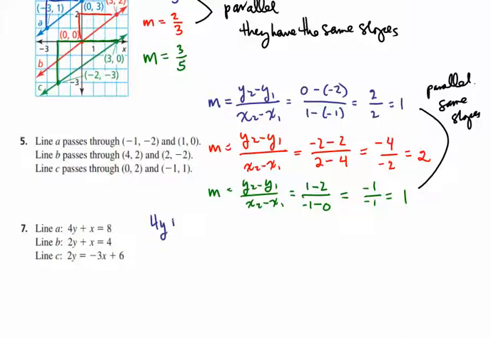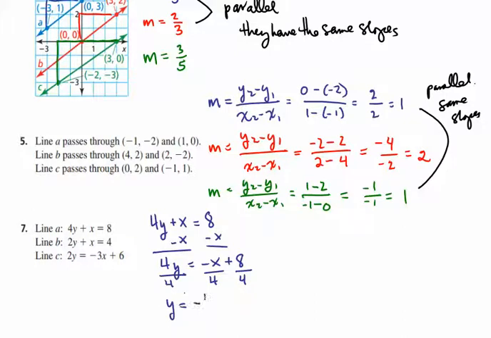4y plus x equals 8. I want to subtract the x from both sides, and I end up with 4y is negative x plus 8, divide by 4, divide by 4, divide by 4, and I end up with y is equal to negative 1/4 x plus 2, and my slope is negative 1/4. That's the important thing here, is what is the slope.